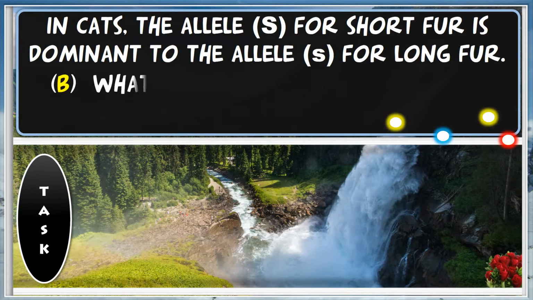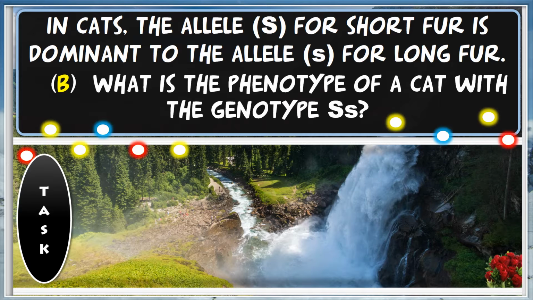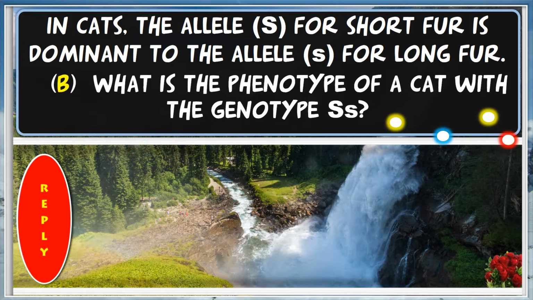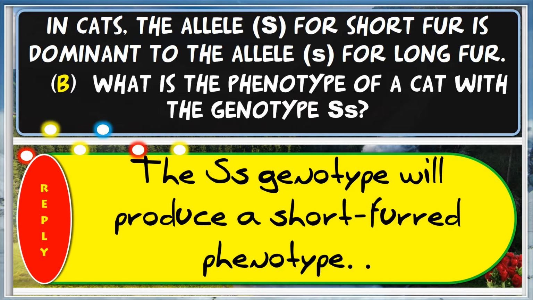In cats, the allele capital A for short fur is dominant to the allele small a for long fur. Part B. What is the phenotype of a cat with the genotype capital A small a? The capital A small a genotype will produce a short-furred phenotype.